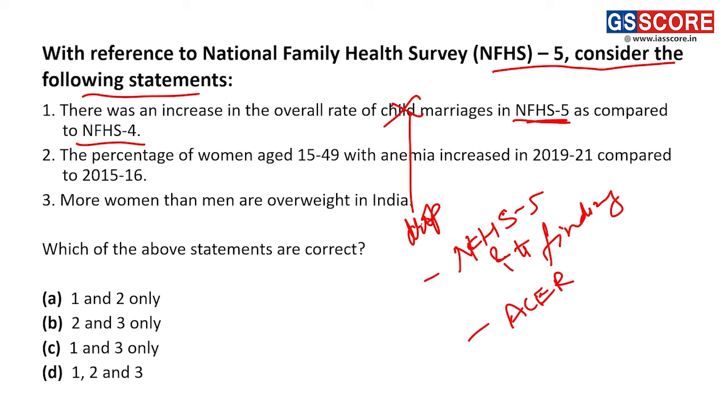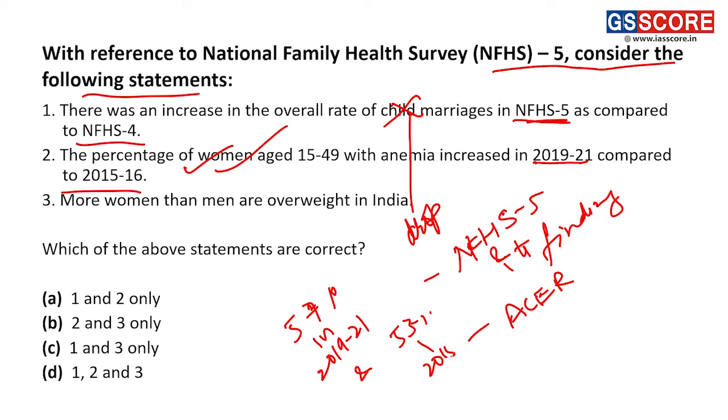Next, the percentage of women aged 15 to 49 with anemia increased in 2019-21 compared to 2015-16. Well, this statement is correct. If we look at the data, it was 57% in 2019-21 and 53% in the 2015-16 period. So this statement is correct.